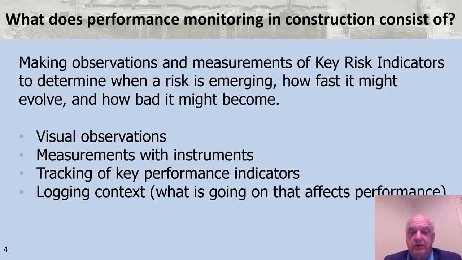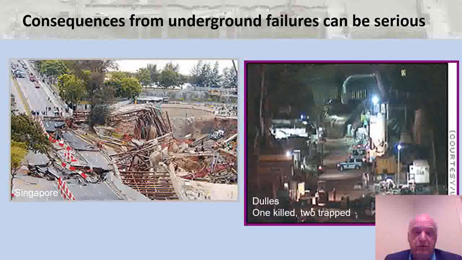The monitoring itself may consist of visual observations, instruments that we use to take measurements, tracking key performance indicators that we've identified as a part of our risk assessment activities, but also includes the logging of context, that is what's going on in the project, what's going on in the area that's being monitored that may be impacting performance. So we can't just have an instrument with a measurement. We need to know what might have caused that measured performance so we can understand and interpret it.